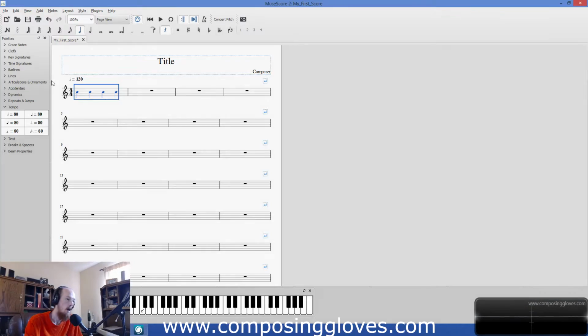Hey, Composing Gloves here, and today we're going to talk about the measure. So, we've talked about tempo now, and we've talked about the staff. Now, once we have this, we came up with a new sort of thing. We said, all right, well, we're going to split it up. We're going to create this thing. We're going to use a tempo, use a staff.